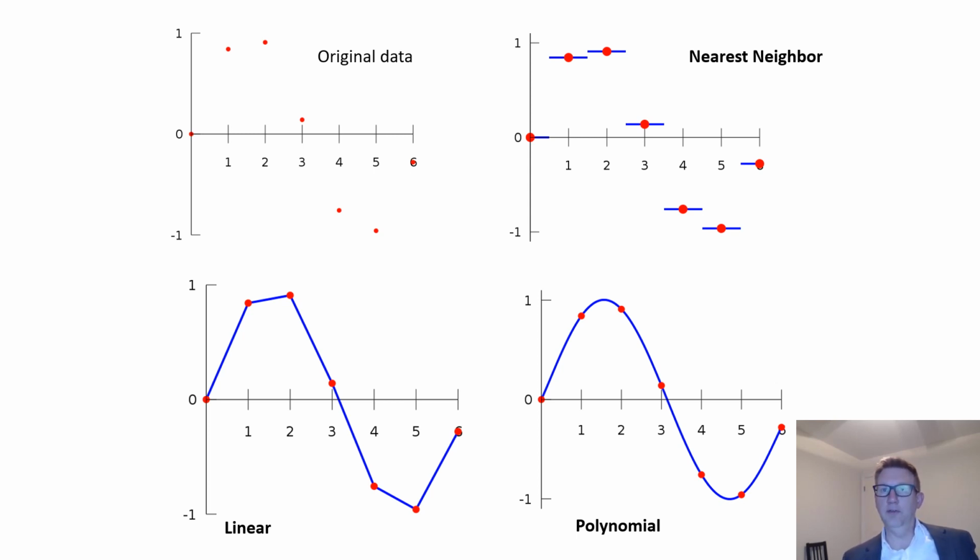If I'm at 1 7/8, I look at my closest neighbor, which is 2, and I just report the value of 2. So this is a highly discontinuous way of doing it, and yet it is actually quite easy to calculate, and it has some advantages. Most of the time, nearest neighbor is a fairly bad interpolator.